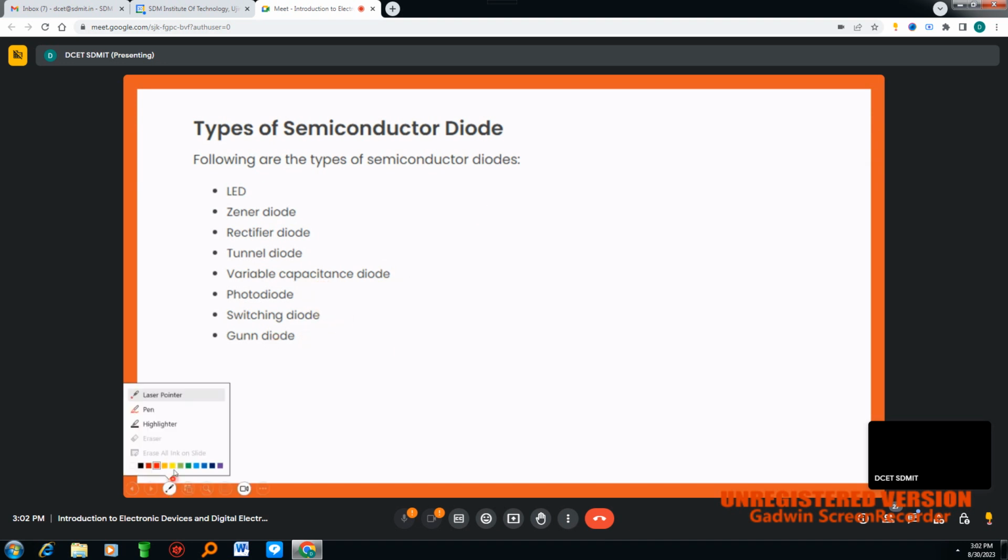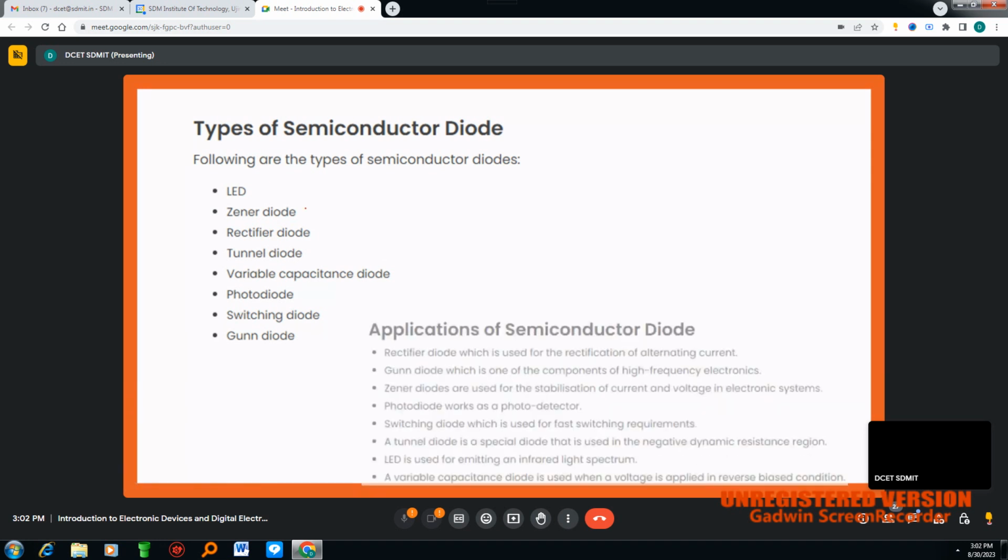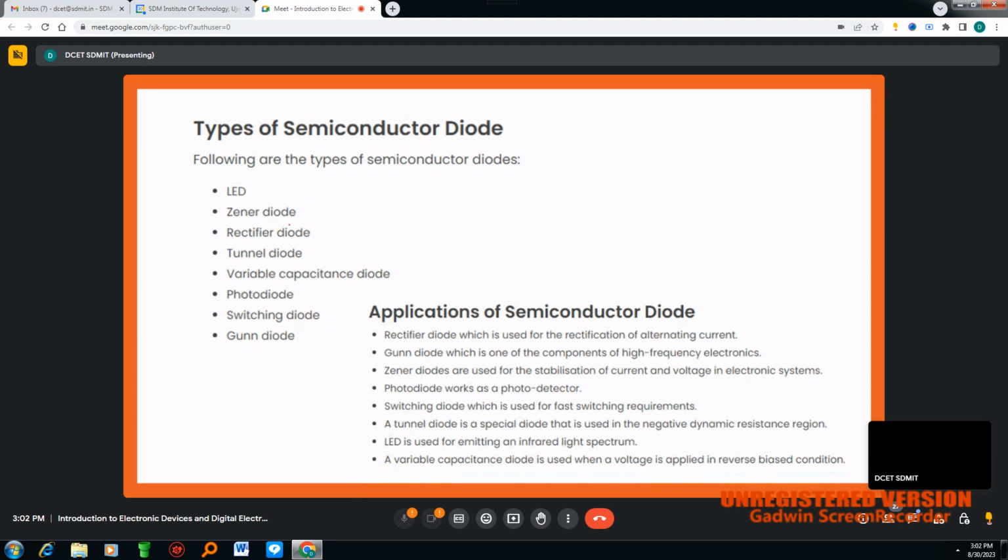Now I will tell where we use these in normal applications. See what are the applications we will use. See, if you take light emitting diode, I think everyone knows light emitting diode. Wherever the LED lights are used, all LED lights or LED bulbs are constructed by using the diodes.